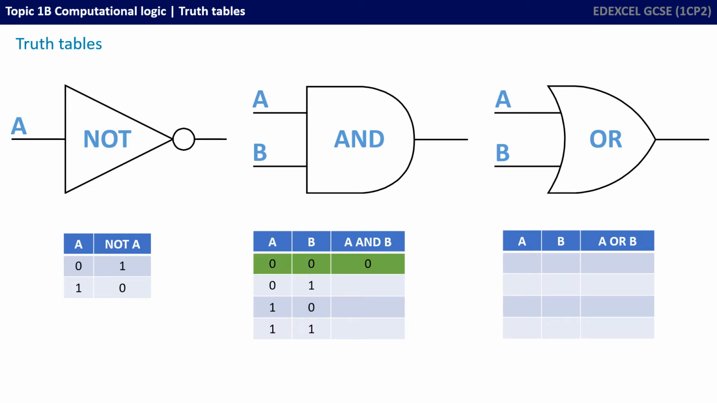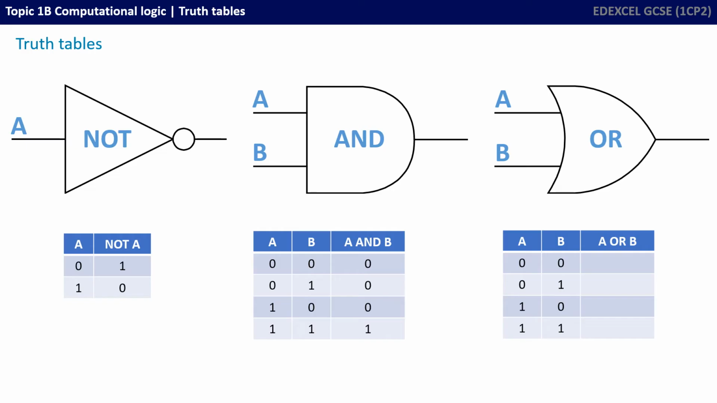So if you remember, with an AND gate, both the inputs, A and B, need to be 1 for the output to be 1. So in this row, the output would be 0. In this row, the output would be 0. In this row, the output would be 0. But in the final situation, where both A and B are 1, the output would be 1.